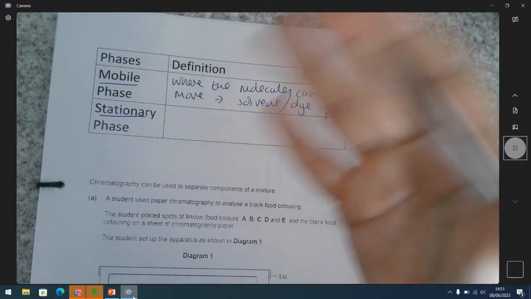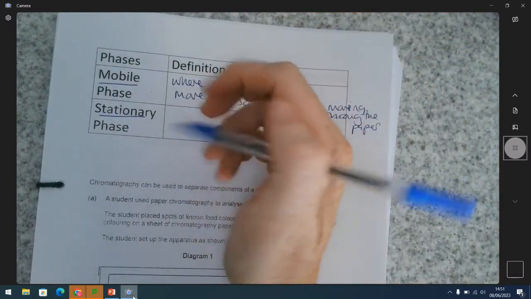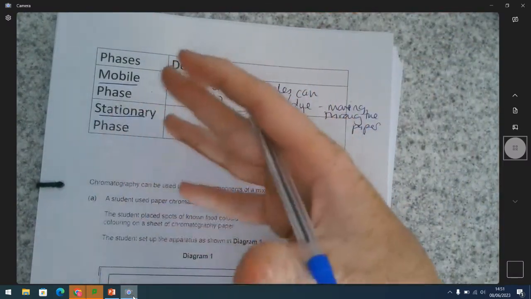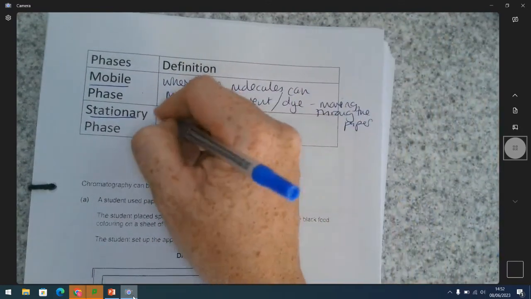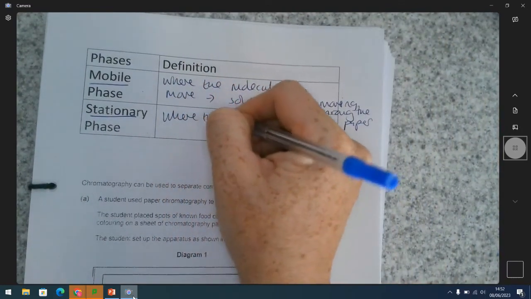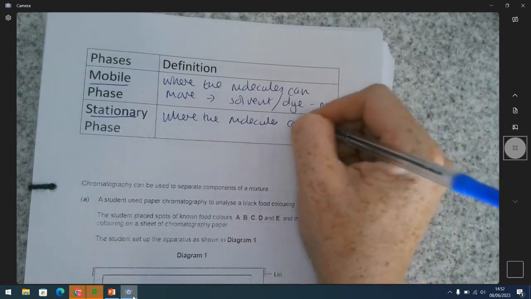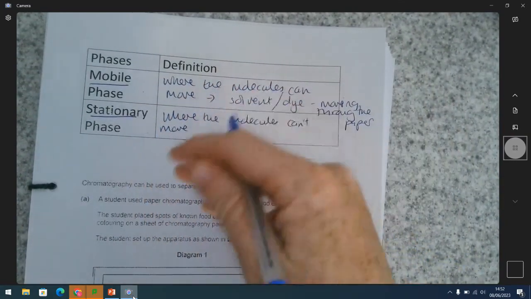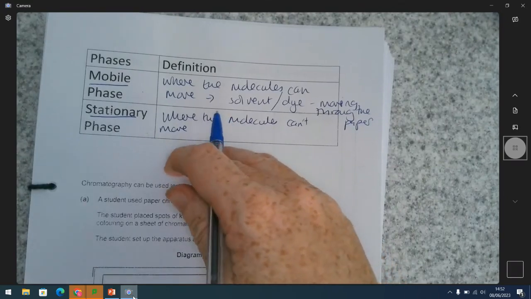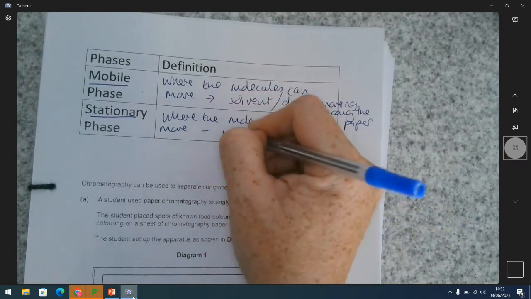Okay. And the stationary phase, stationary means stop, does not move. So the only part of the equipment that does not move physically is the filter paper. So where the molecules can't move. And actually the dyes get to that point, they get to the stationary phase.